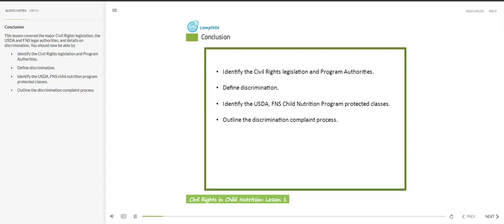Conclusion. This lesson covered the major civil rights legislation, the USDA and FNS legal authorities, and details on discrimination. You should now be able to identify the civil rights legislation and program authorities, define discrimination, identify the USDA, FNS Child Nutrition Program protected classes, and outline the discrimination complaint process.